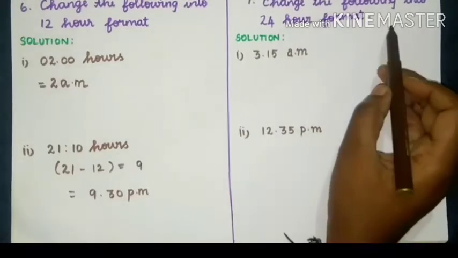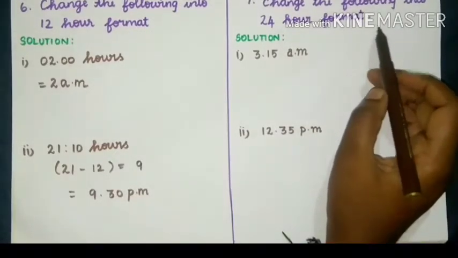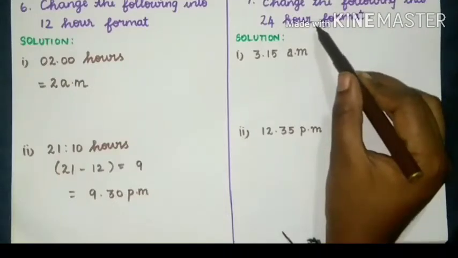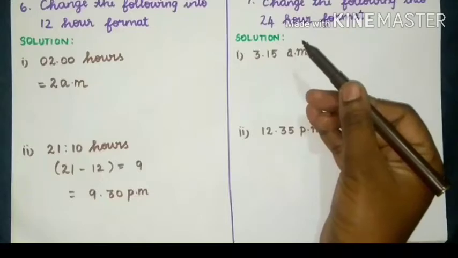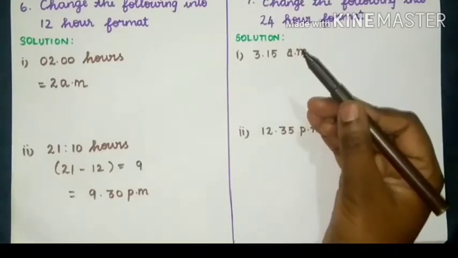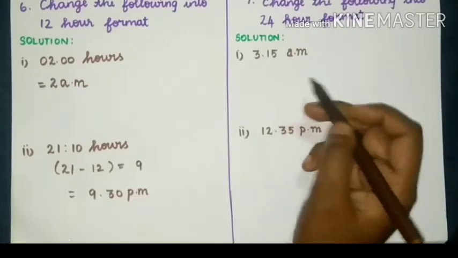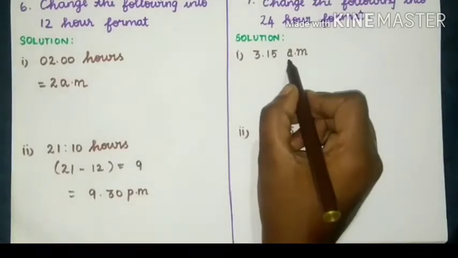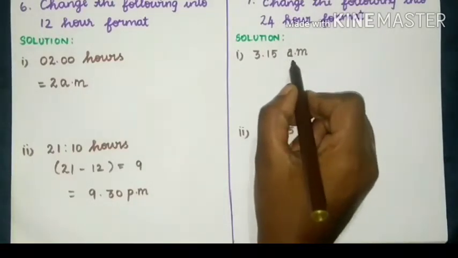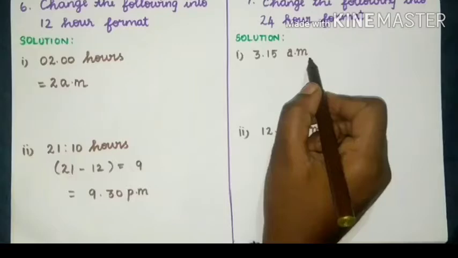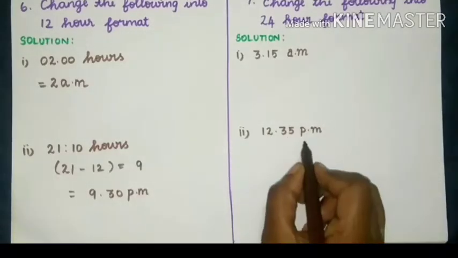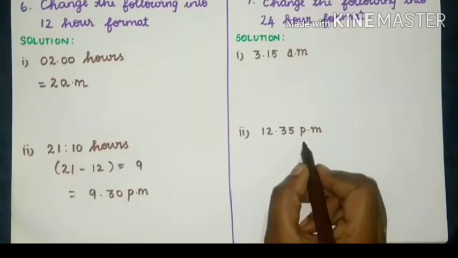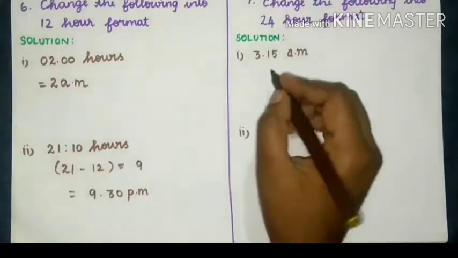7th one, change the following into 24-hour format. To convert 12-hour format into 24-hour format, you have to add 12 hours with the given time. And keep in mind students, if it is given in AM, no need to change. Just write it in hours. But if it is given in PM, you have to add 12 hours with this.